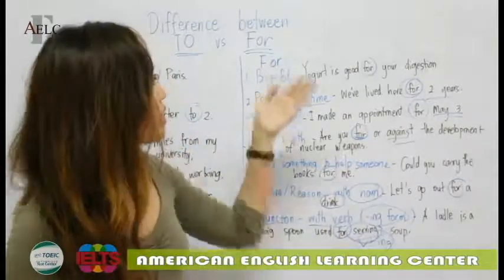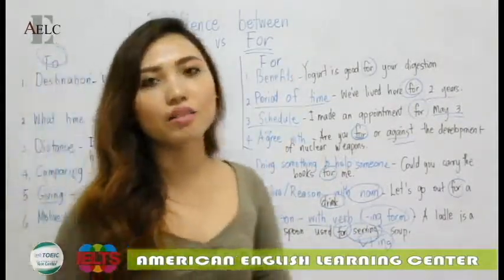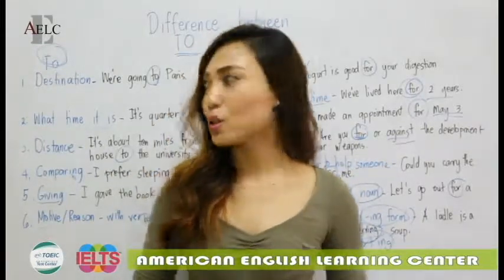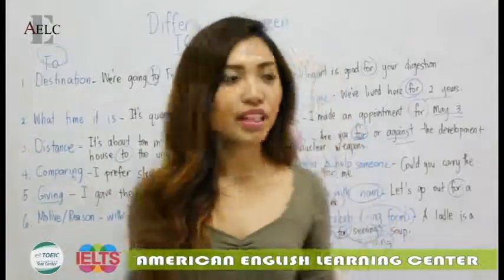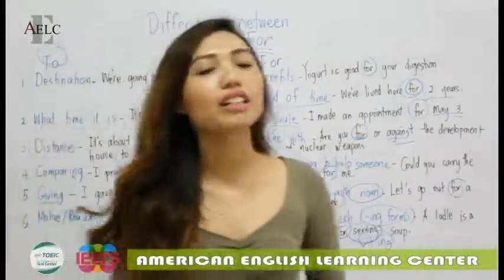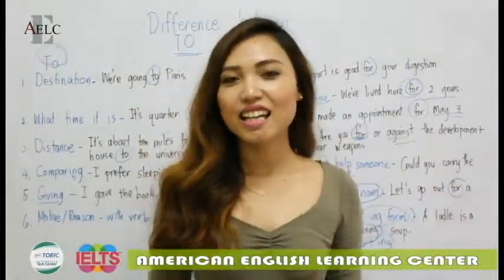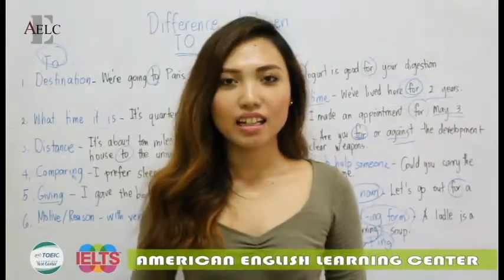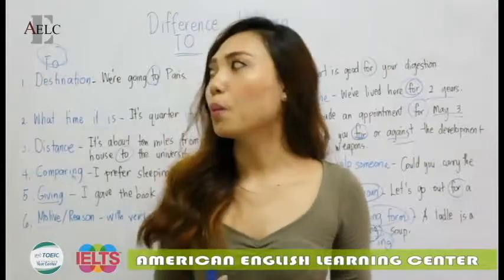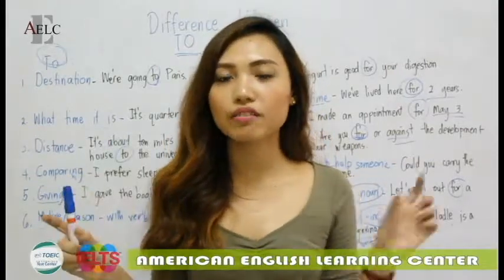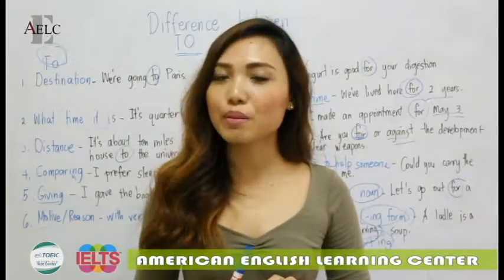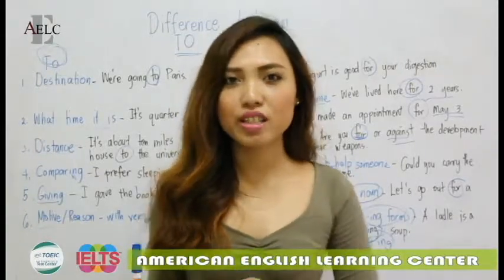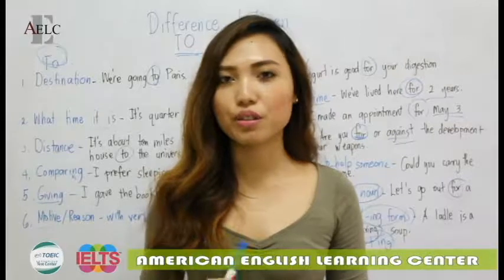All right. So these are the seven ways you would use for, and we have six for to. I hope everything is clear, and I was able to make you understand the difference between to and for, so that next time you would use them properly.